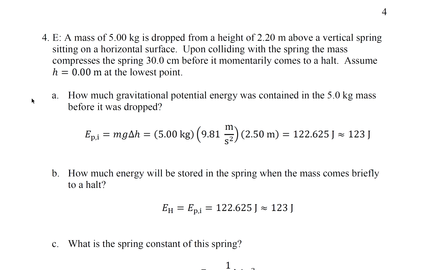Question 4. A mass of 5 kilograms is dropped from a height of 2.2 meters above a vertical spring sitting on a horizontal surface. Upon colliding with the spring, the mass compresses the spring 30 centimeters before it momentarily comes to a halt. Assume H is equal to 0 at the lowest point.